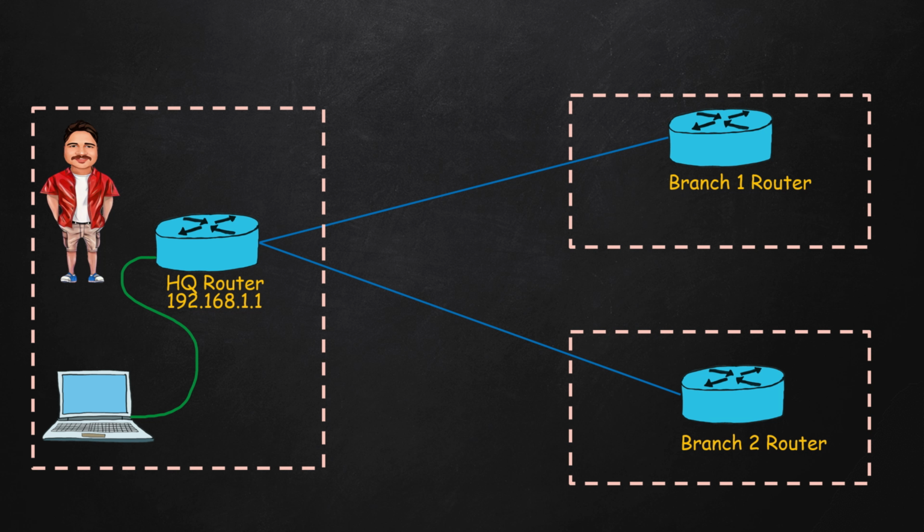And the IP address of the head office router is 192.168.1.1. The IP address at the branch 1 router is 192.168.2.1 and the IP address at branch 2 router is 192.168.3.1. Now we will go to each router and I will show you how to configure the Telnet and the SSH in that router.